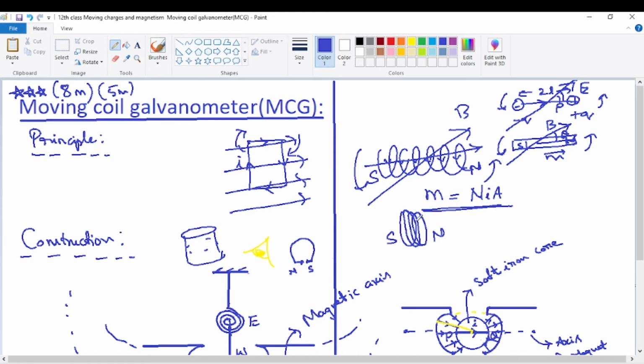If the coil is even more closely wound so that it looks like a single turn like this, then this is the south pole face and this is the north pole face. So the axis will be like this. This is the natural axis of the coil. Any straight line passing through the center and perpendicular to the plane is the natural axis of the coil.